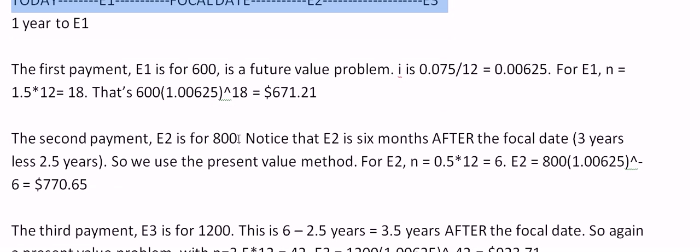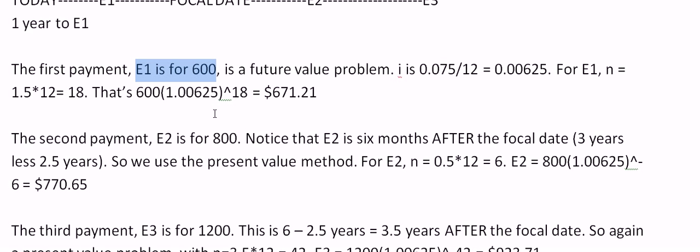Now notice that our first payment, E1, is for $600. Now that payment is in the future. When you look at E1, it's 1 year from today, but it's still not at the focal date. So in 1 year's time, when you have to make the payment E1, if you are standing at E1, the focal date is still in the future. So therefore it's a future value problem.